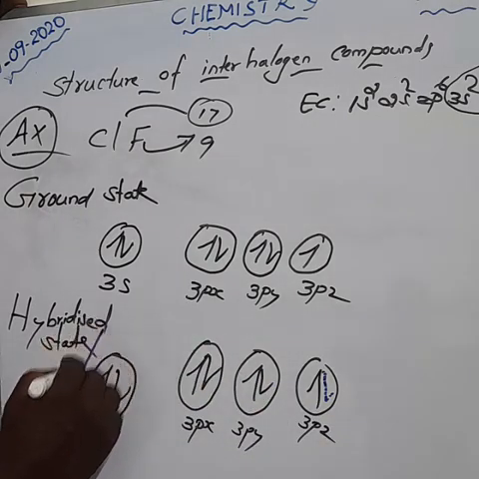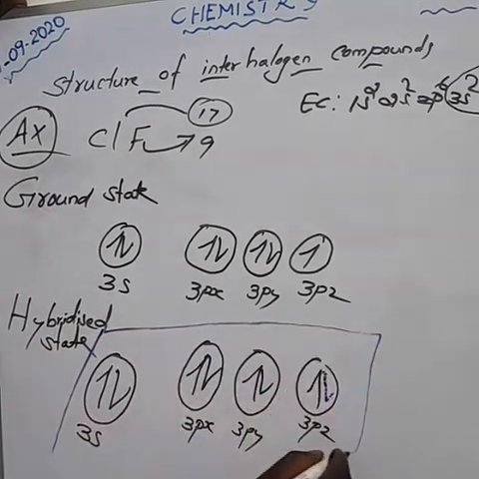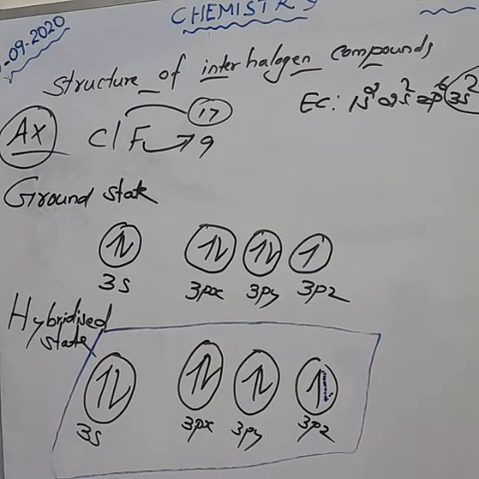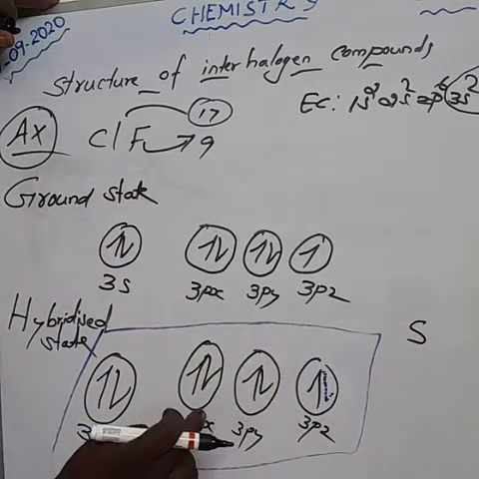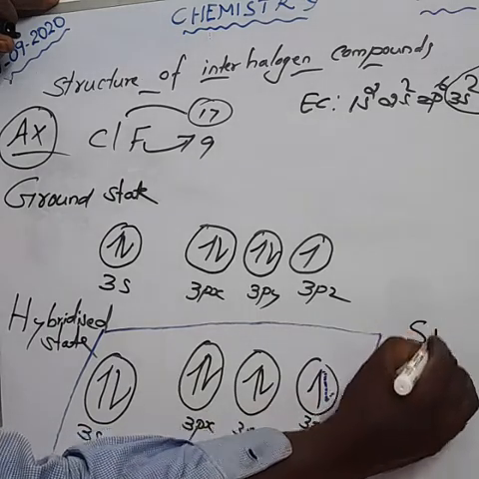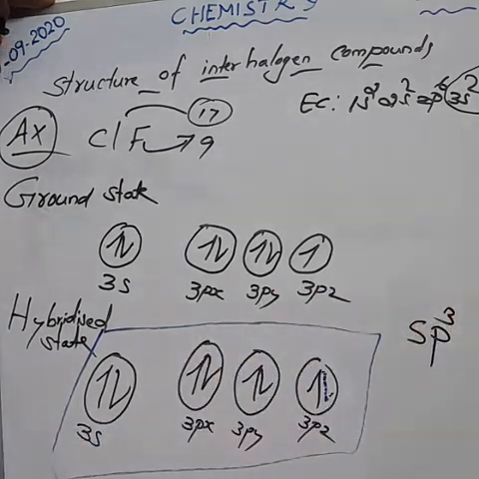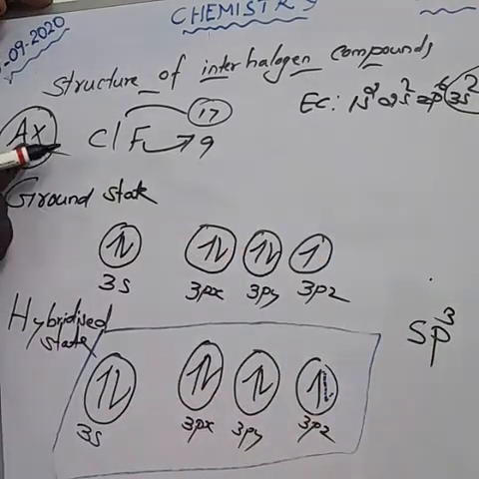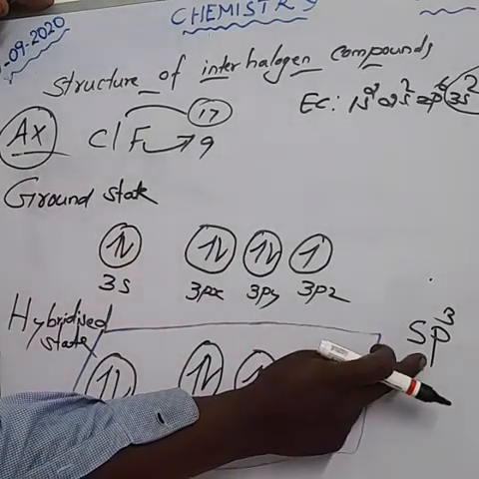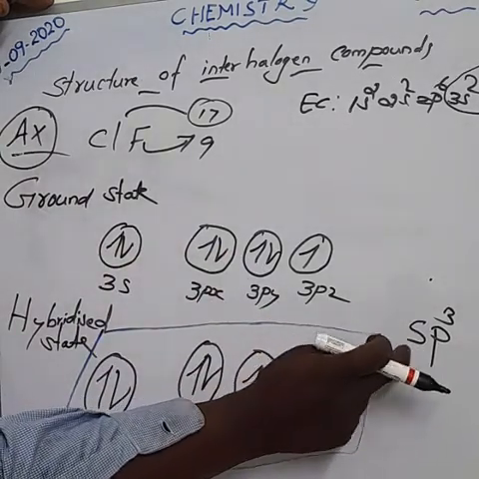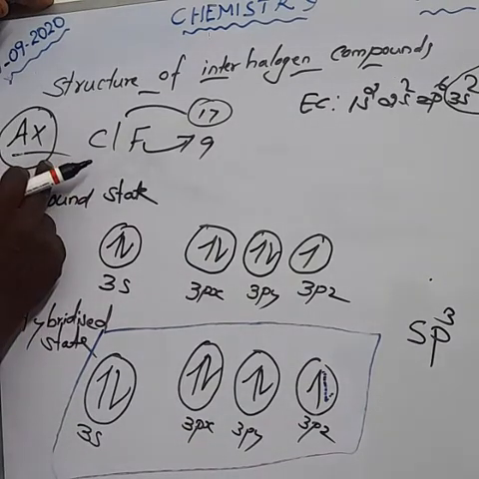So now, what is the hybridization? One s orbital combines with how many p orbitals? 1, 2, 3. We get 3 p orbitals. What is the hybridization? sp3 hybridization. So the AX molecule has sp3 hybridization, and the structure of the AX molecule is linear.